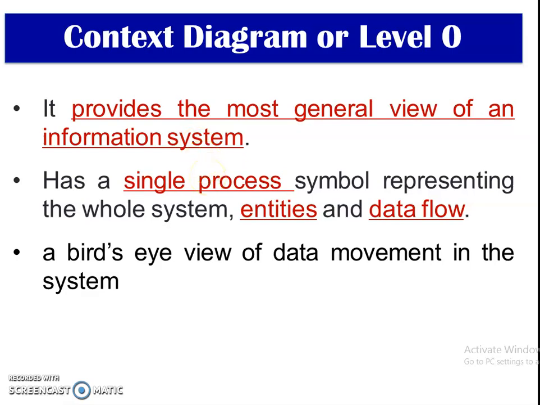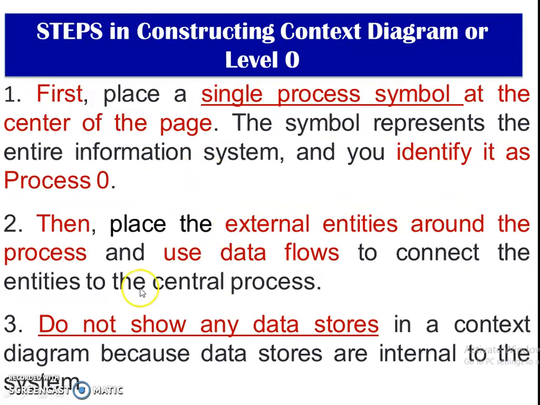Now, you are expected to put only one single process symbol in level 0, which represents the whole system. Then you put all the entities and all the data flows, all inputs and all outputs, but there is no data store in level 0. So it is clear that only 3 symbols should be evident in level 0, with no data store, because data stores are internal to the system.